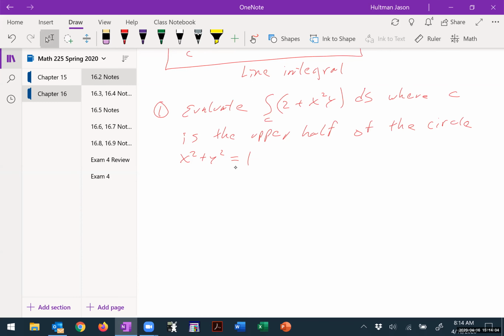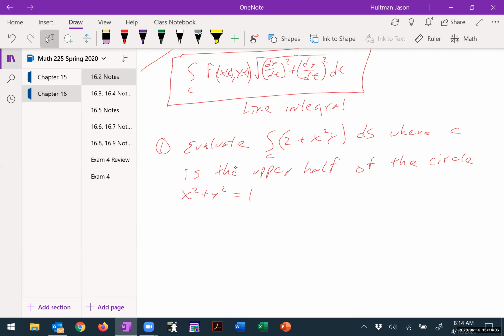Let's set this up. Looking at our function, first we need to parameterize this. What's the parametric form of the unit circle? We have to get x and y in terms of a third variable t. We already know how to parameterize the circle. It's called polar coordinates. So x is equal to cosine of t and y is equal to sine of t.